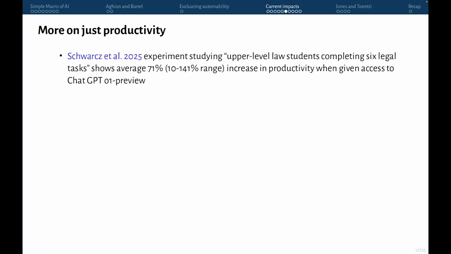More studies on just the productivity impacts. How much time do I have? Okay, I'm going to go very fast through this stuff.